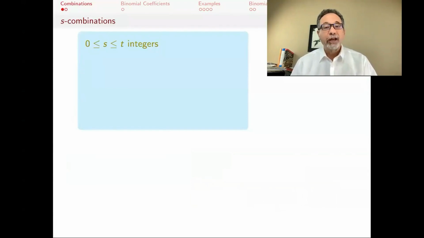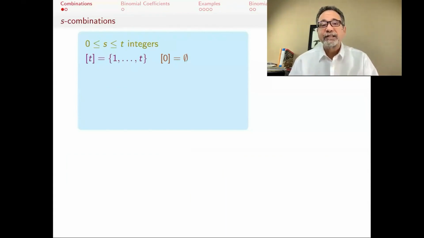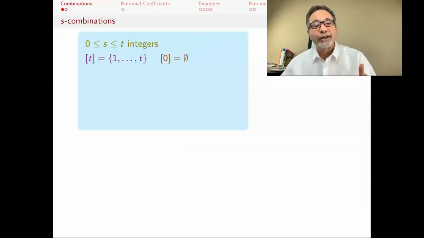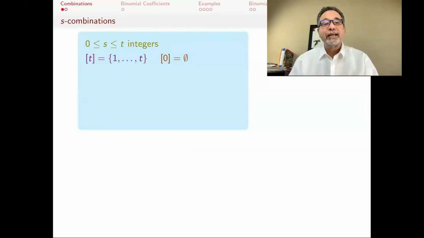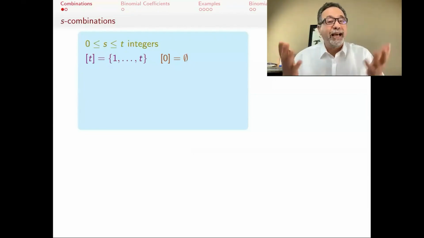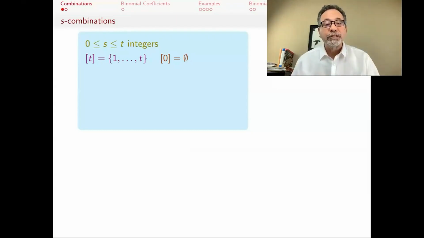S and T are going to be non-negative integers with S less than or equal to T. And bracket T is going to be the set that consists of 1, 2, 3, 4, all the way till T. And it's our stand-in for a set with T elements. Often, we just care that it's a set with T elements. It could be a set of your favorite teddy bears, but it's a set with T elements. Bracket 0 stands for the empty set.